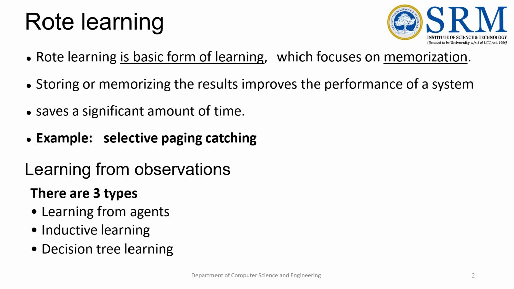So first is rote learning. Rote learning is one of the basic forms of learning, which mainly focuses on memorization. It is also one of the simplest forms of learning in artificial intelligence, where the system learns by memorizing facts, rules, solutions or experiences and recalling them whenever the same situation occurs again and again. It does not analyze the reason or discover any new knowledge; instead it stores the information and retrieves it when it is needed.